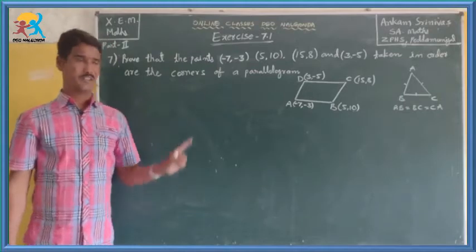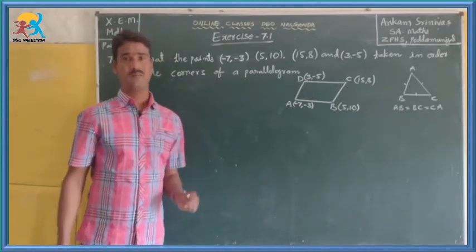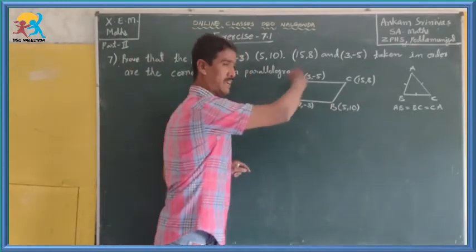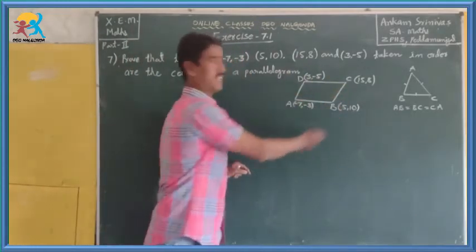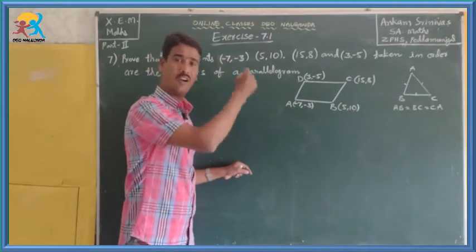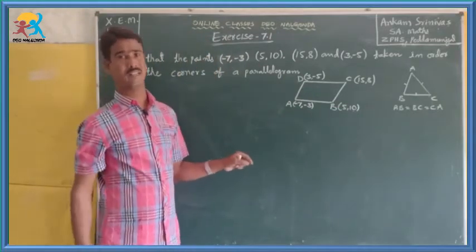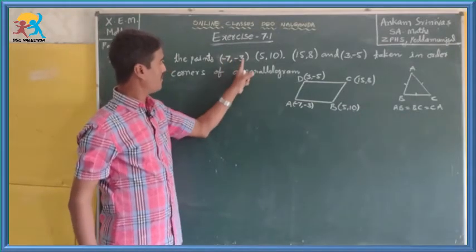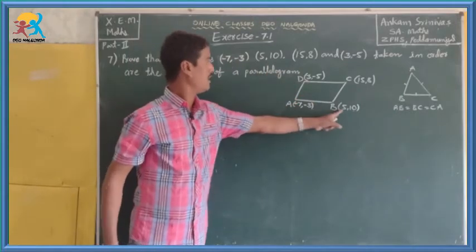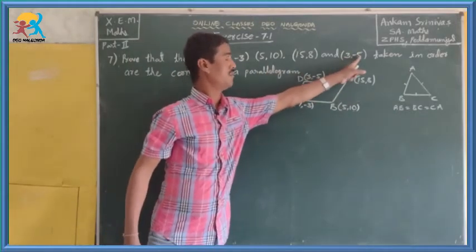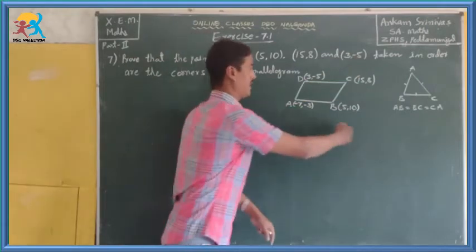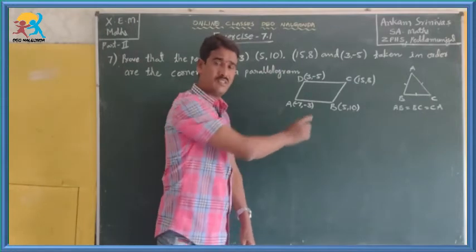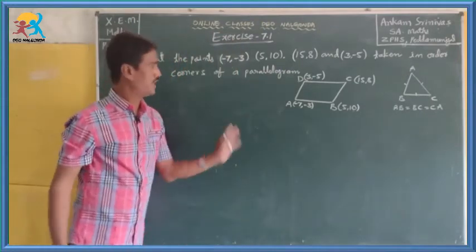Dear children, in a parallelogram this order is important. We have to go anti-clockwise direction or clockwise direction. Any direction you take in order. Order is most important. So I had taken first minus 7 comma minus 3 and 5 comma 10 and 15 comma 8, 3 comma minus 5. I take an anti-clockwise direction. You can take clockwise direction also. So you must follow the order.